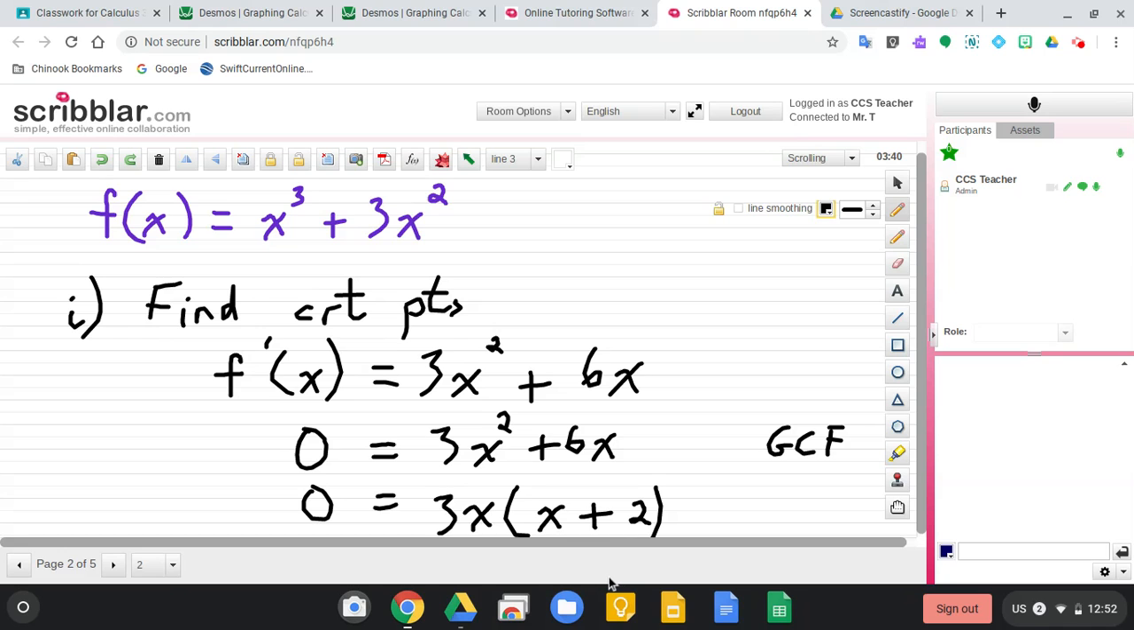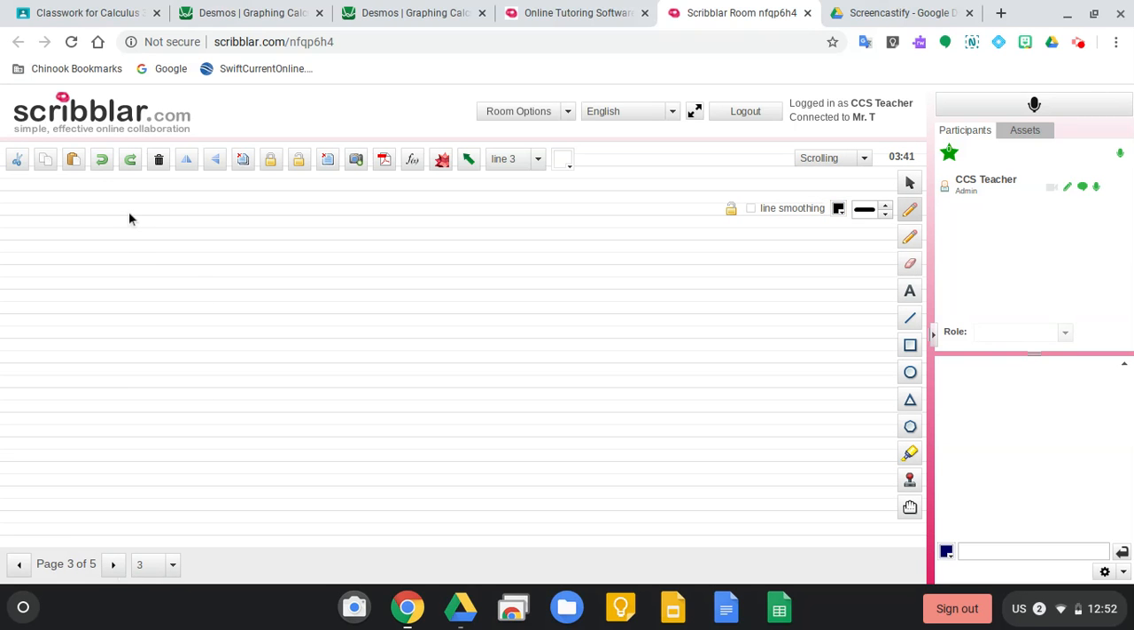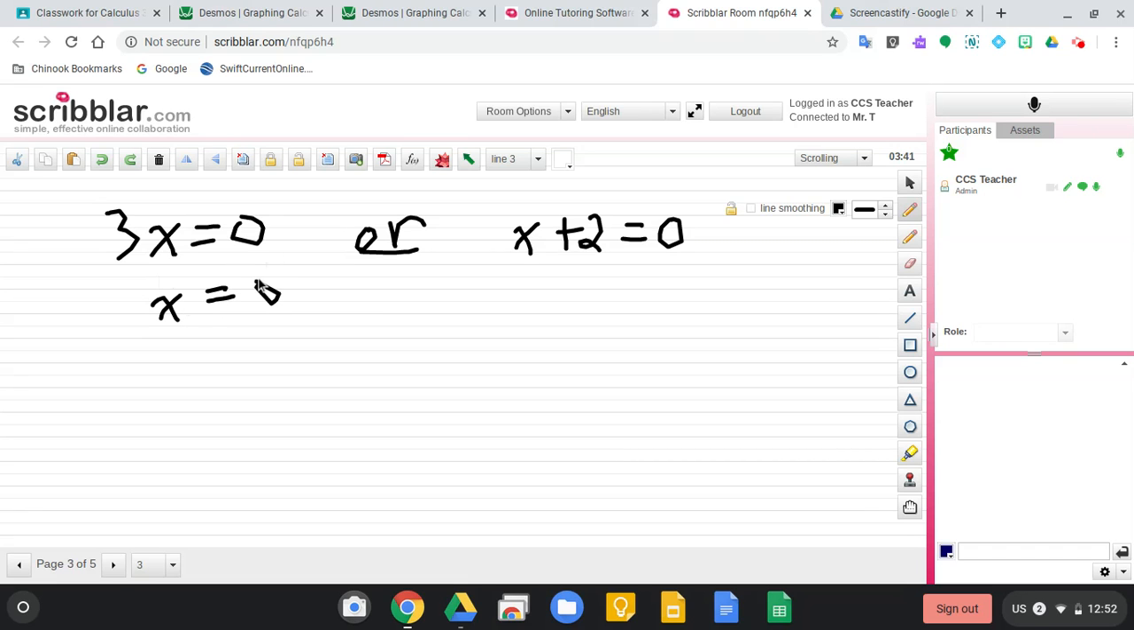Now, I'm going to need to solve this. I have my first factor, which is 3x, times my second factor, which is 3x plus 2. So I'm going to take my first factor, which was 3x, set it equal to 0. I'm going to take my second factor, which was x plus 2, and set it equal to 0. If I solve this, dividing both sides by 3, x would equal 0.